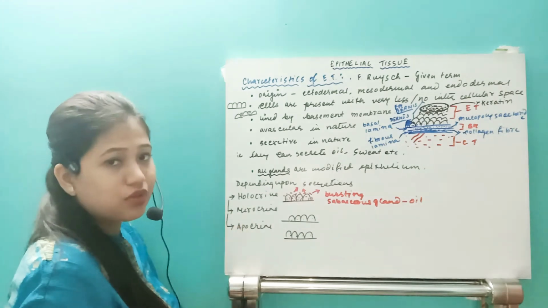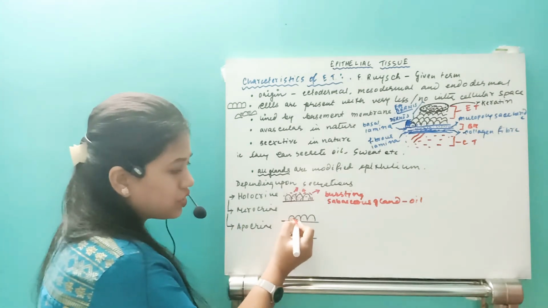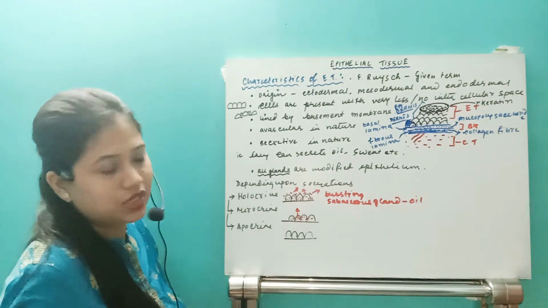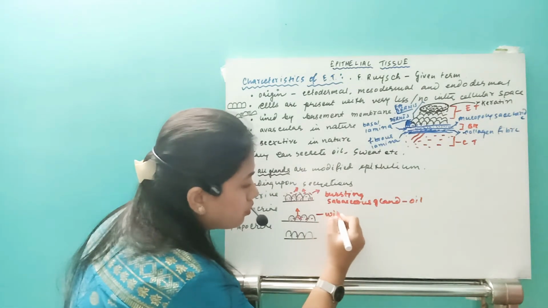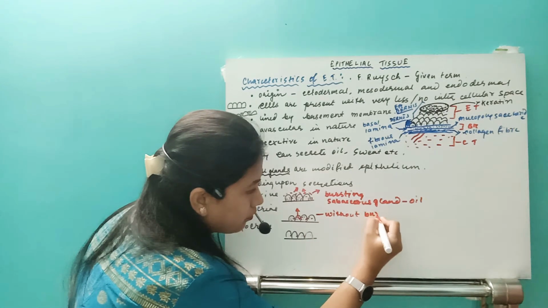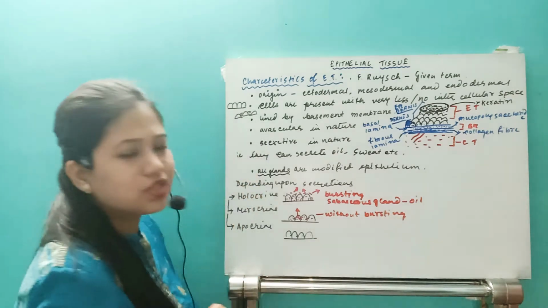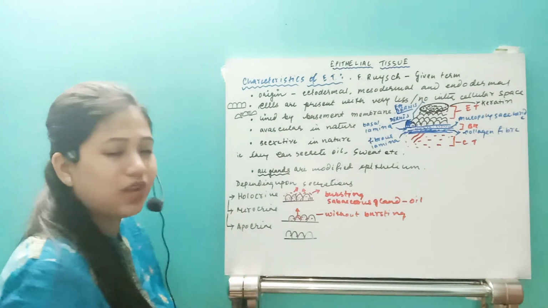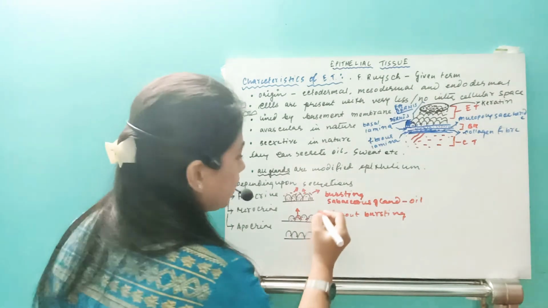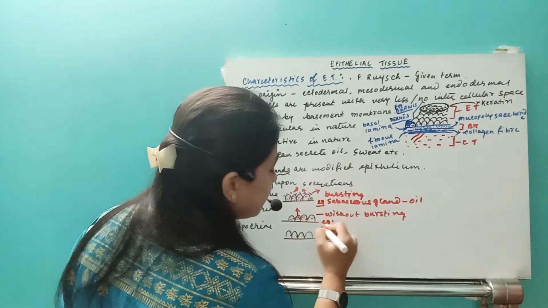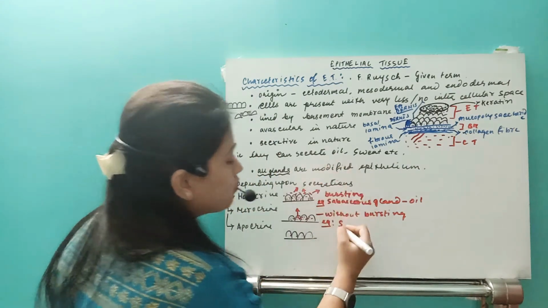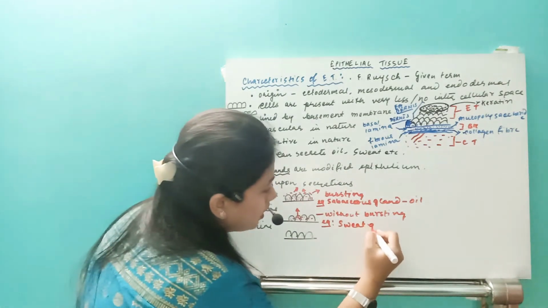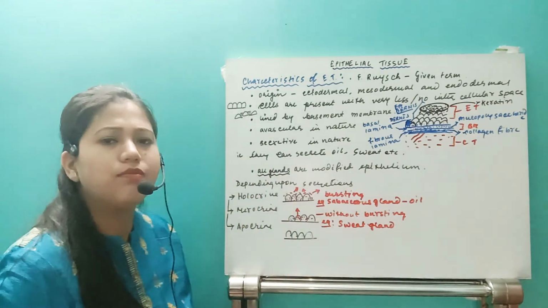Next one, if it comes to the merocrine gland, it is going to have the secretion, and without bursting it can secrete its secretion by normal exocytosis. So without bursting, just by normal exocytosis it can secrete its secretion, that is known as merocrine gland. One example I can give you is salivary gland, or sorry, it can be sweat gland. Sweat gland, salivary gland, all of them are going to be merocrine glands.